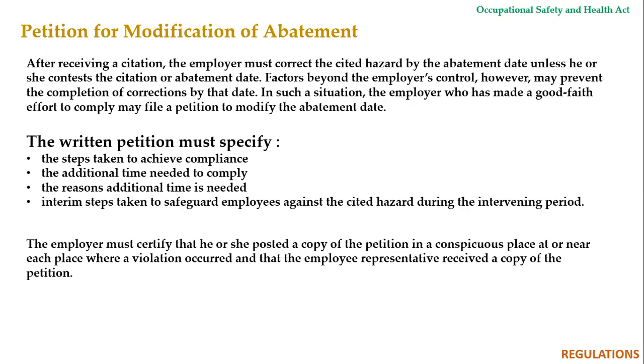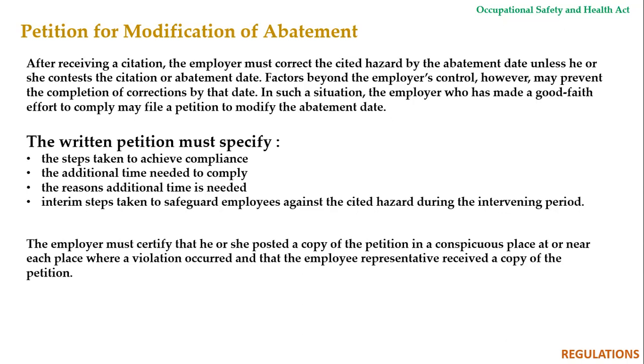Now, the petition for the modification of the abatement. A petition is a plea. After receiving a citation, the employer must correct the cited hazard by the abatement date unless he or she contests the citation or abatement date. Factors beyond the employer's control, however, may prevent the completion of the corrections by the date. In such a situation, the employer who has made a good faith effort to comply may file a petition to modify the abatement date.